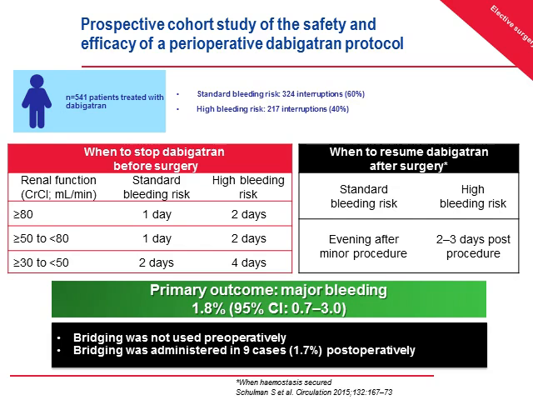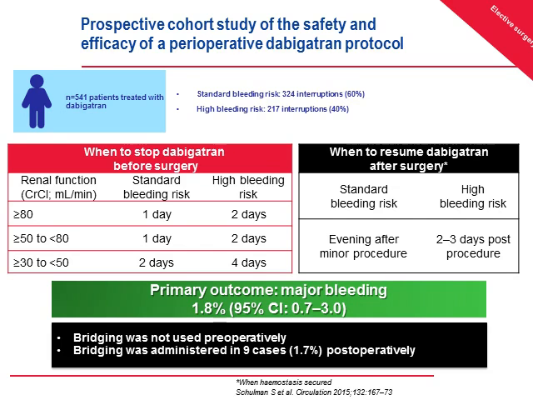For the patient with moderately altered renal function, there are the same indications. For the patient with severely altered renal function, the NOAC should be stopped 2 days in standard bleeding risk and 4 days in high bleeding risk. I emphasize that Dabigatran is contraindicated in patients below 30 ml per minute.